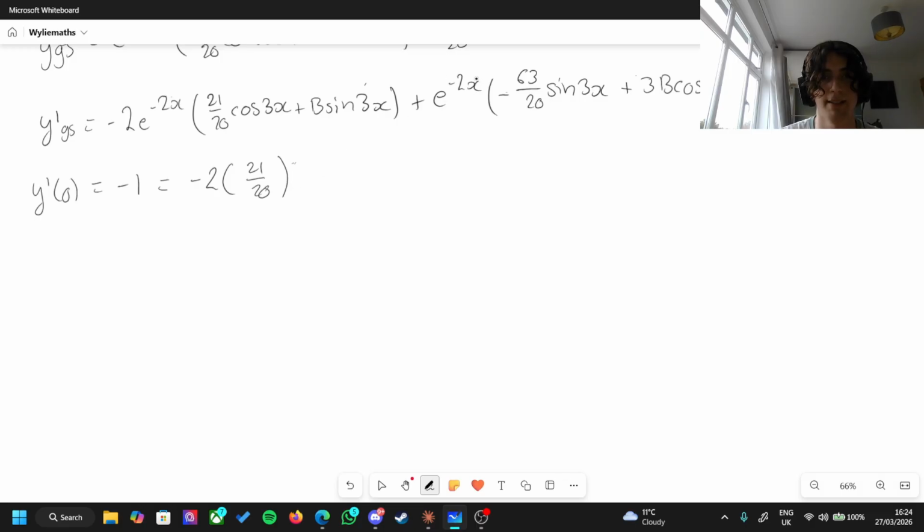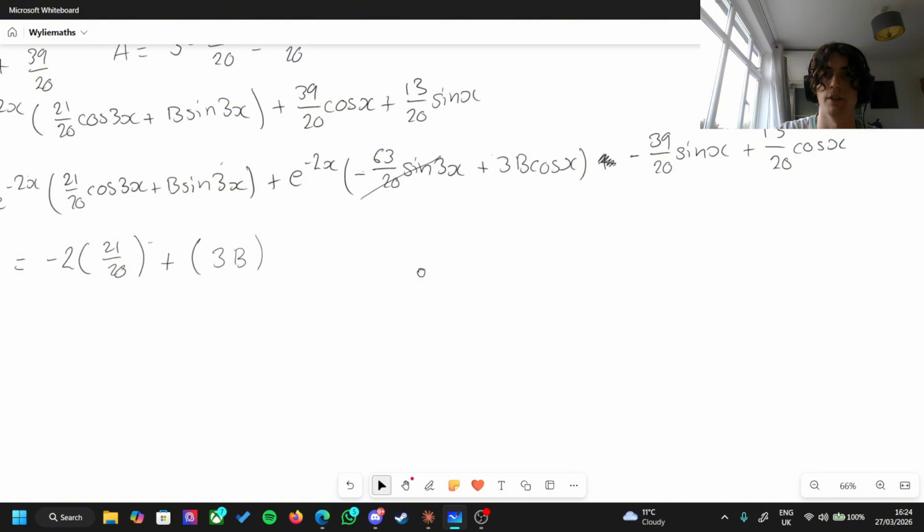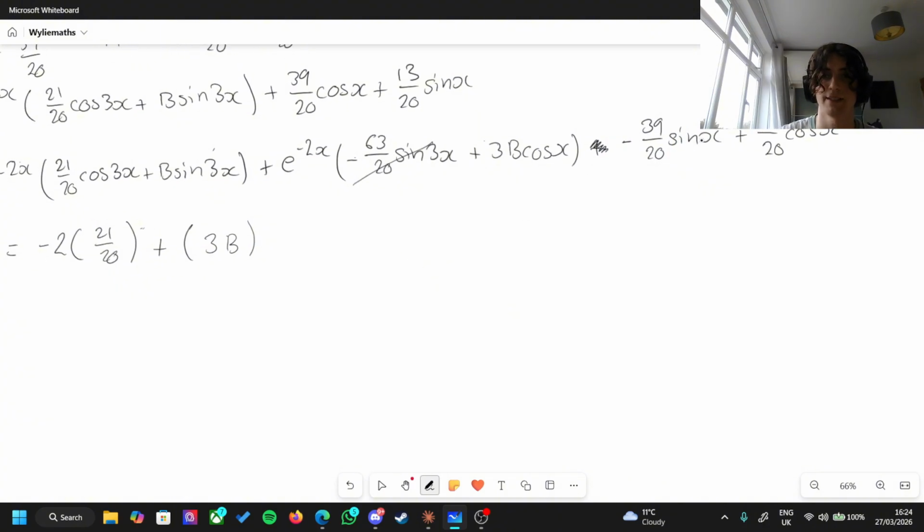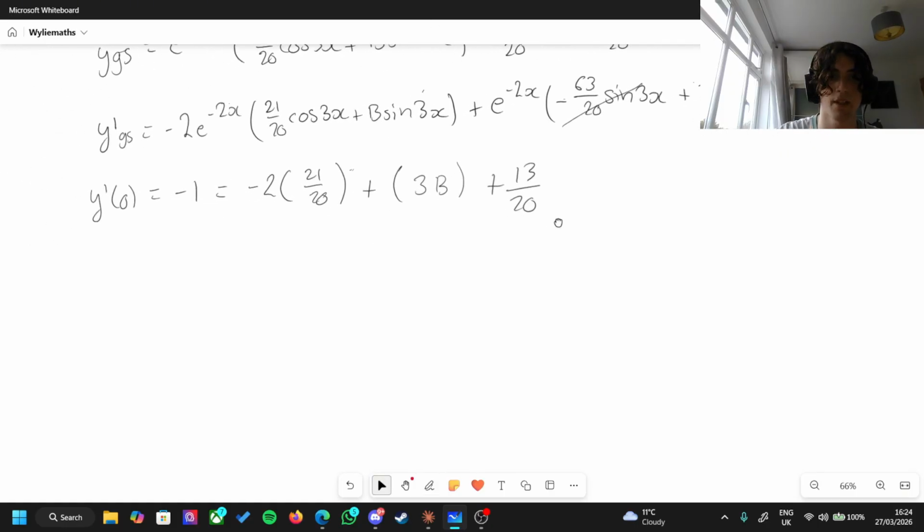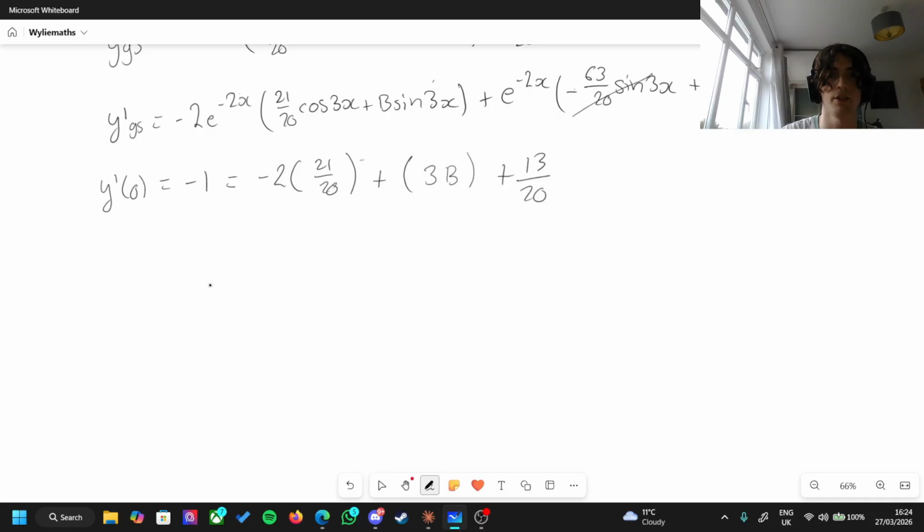Again, minus 2x is 0, e to the 0 is 1, so we don't need to write that. Start our brackets, sine of 3x becomes sine of 0, so we cancel that term out, plus 3b cos x, cos of 0 is 1, so we are left with a 3b here. Moving on to our particular integral, sine of x is 0, so we don't need to worry about this term, that will cancel. And cos of x is 1, so that means we add 13 over 20. Amazing. And now we have an equation just in terms of b.